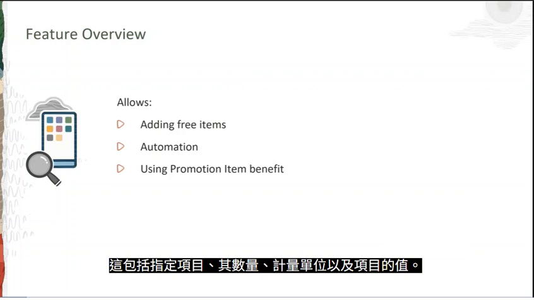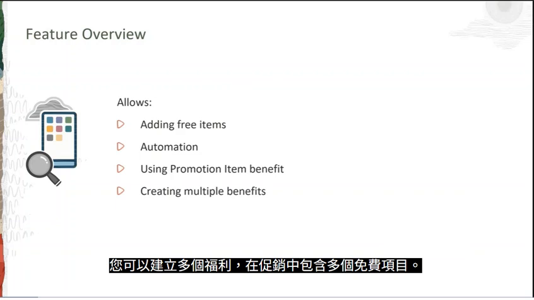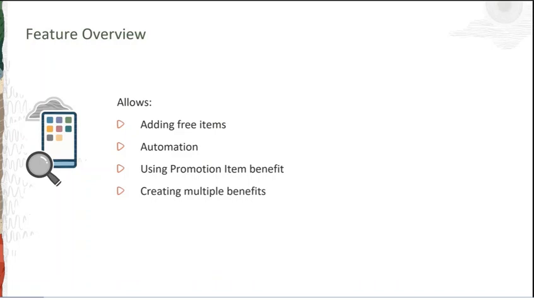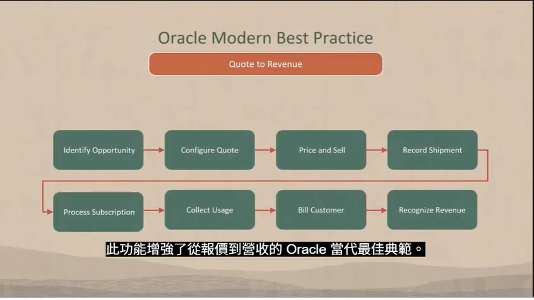This feature enhances the quote to revenue practice. Quote to revenue, Oracle Modern Best Practice, outlines the process which helps enterprises manage their sales process right from opportunity identification to configuring quotes, pricing, and shipping the goods, or creating automatic subscriptions, collecting usage, billing, and revenue recognition. Let us get a brief overview of each step.